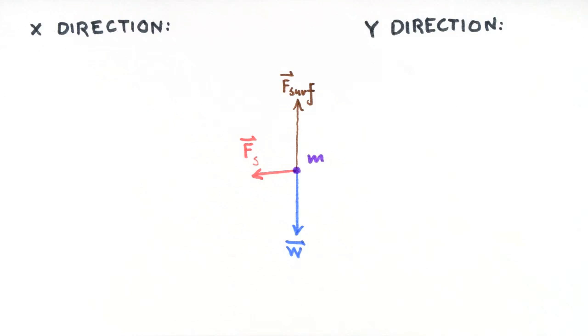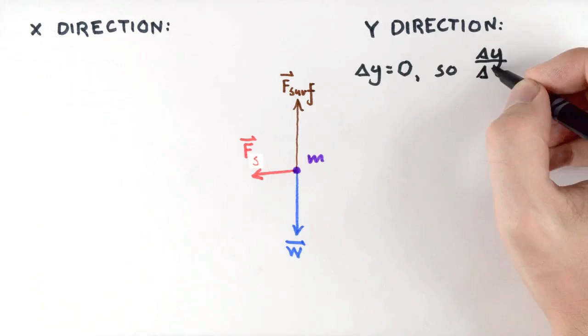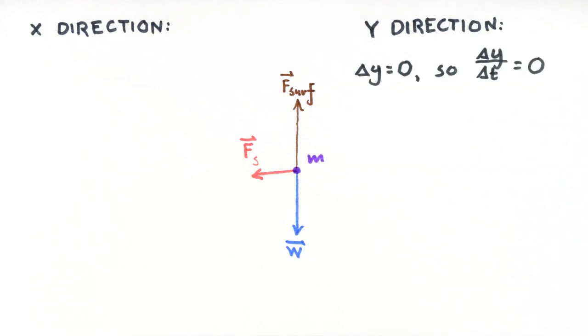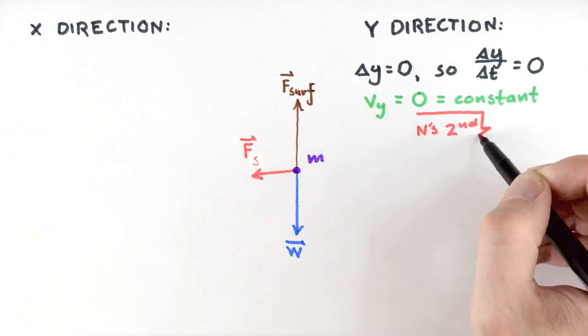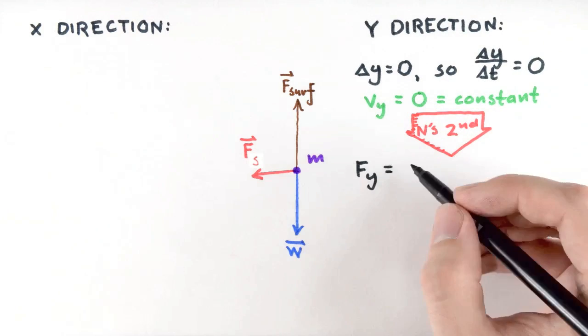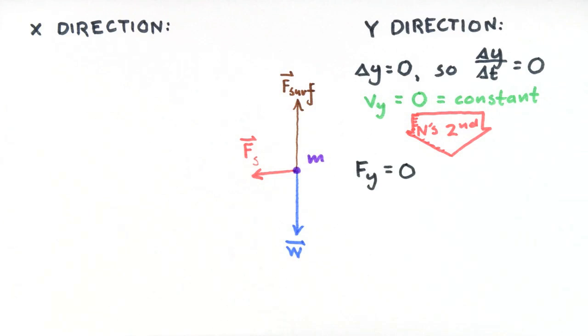No motion along y means the displacement delta y is 0, and so too delta y over delta t. The y component of the velocity is also 0. In other words, the y component of the velocity is constant, equal to 0, so that means, by Newton's second law, the total force along the y direction must also be 0. Both the weight and the surface contact forces act only along the y direction, so we must have the sum of these forces equal 0. Knowing the magnitude of the weight force, we could solve for the contact force's magnitude.